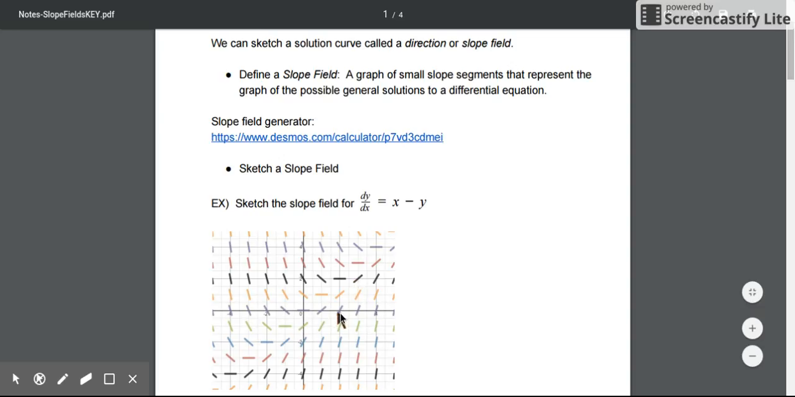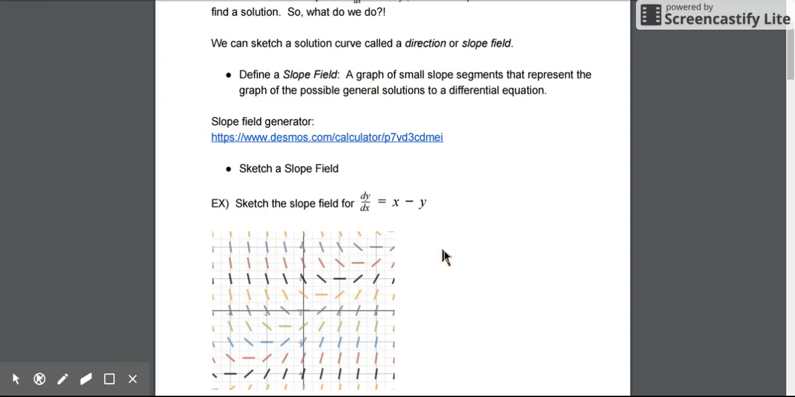For example, if I plug in 2, 4, so my x value is 2, my y value is 4, then 2 minus 4 gives me a slope of -2, and so I can draw a little segment that best represents a slope of -2, going down 2 over 1. So that's what a slope field is.